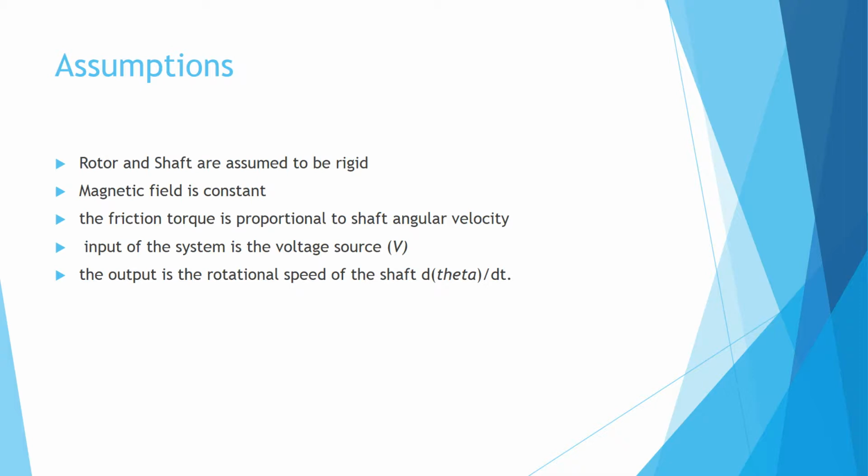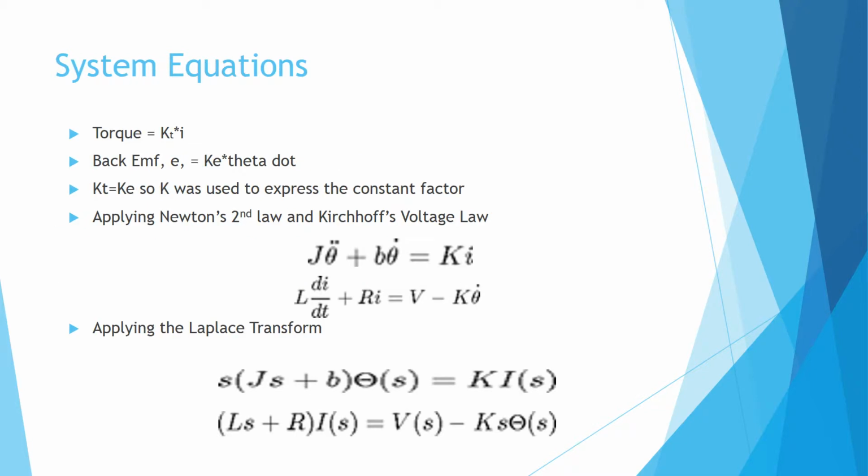Assumptions that were made for this project were that the rotor and shaft were assumed to be rigid, the magnetic field was assumed to be constant, the friction torque was assumed to be proportional to the shaft angular velocity, the input of the system is the voltage source V, the output is the rotational speed of the shaft, d theta dt. The system equations used are torque equal to Kt times current, back EMF equal to Ke times theta dot.